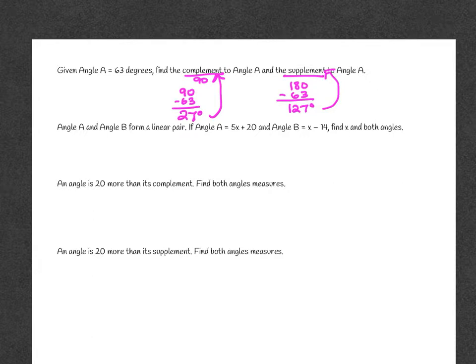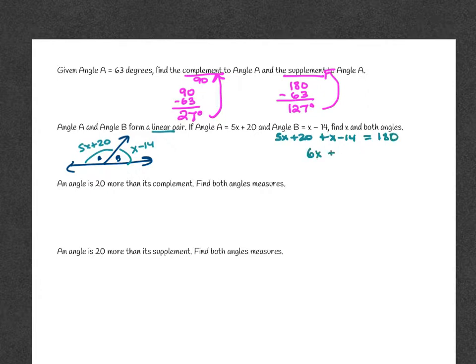Next one says angle A and B form a linear pair. So if I draw that out, I've got A and B. And it says angle A is 5x plus 20. Angle B is x minus 14. If they're a linear pair, it means they're supplementary. So 5x plus 20 plus x minus 14 equals 180. I get 6x plus 6 equals 180. 6x equals 174.